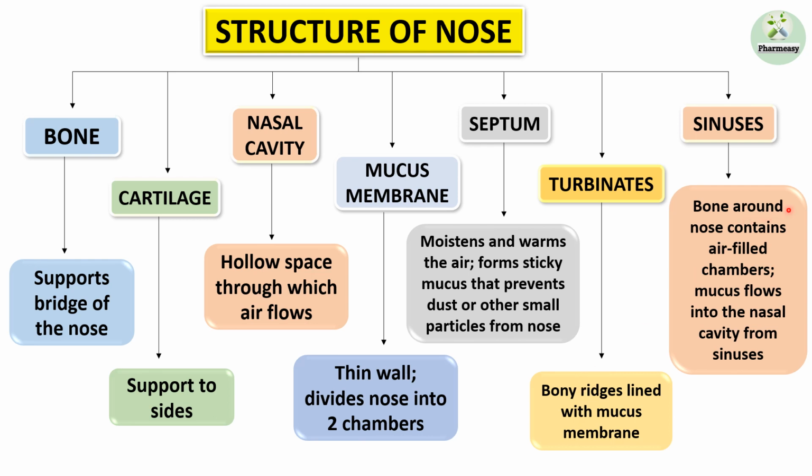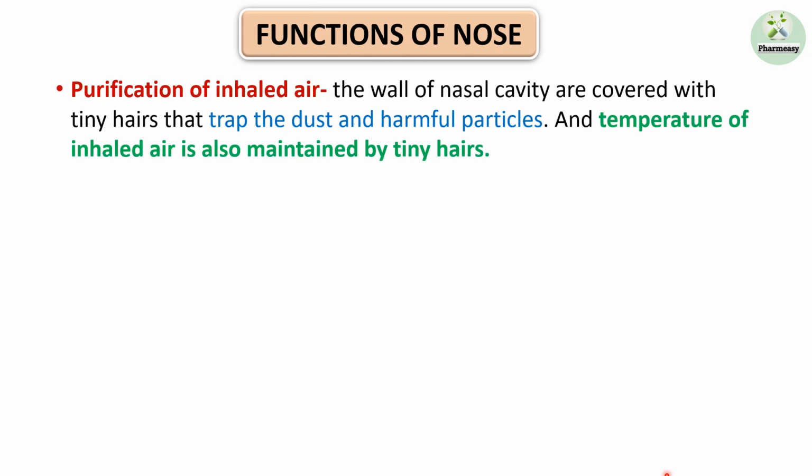And sinuses are the bone around the nose that contains air-filled chambers, and mucus flows into the nasal cavity from the sinuses. Now, the next slide is about the functions of the nose. The nose helps in the purification of inhaled air, as the walls of the nasal cavity are covered with tiny hairs that trap the dust and harmful particles. And the temperature of inhaled air is also maintained by tiny hairs.